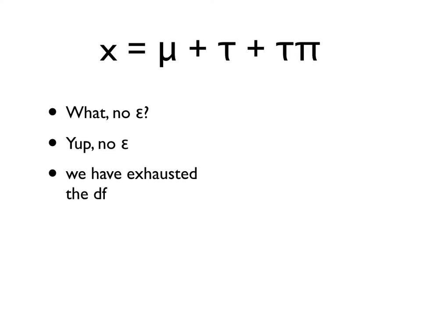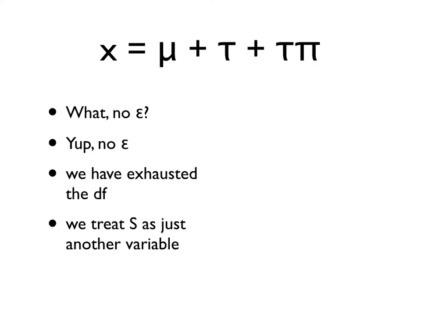Yeah, we've exhausted the degrees of freedom. In fact, the way you calculate the error, the epsilon term, is exactly the same way you calculate the interaction of tau and pi. Like, it's literally mathematically the same, or arithmetically the same. So all we've done really is just renamed this term in some respects. That's all we've done.